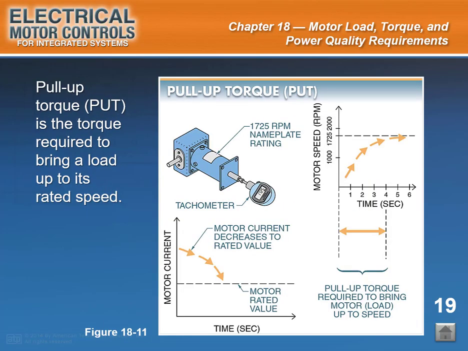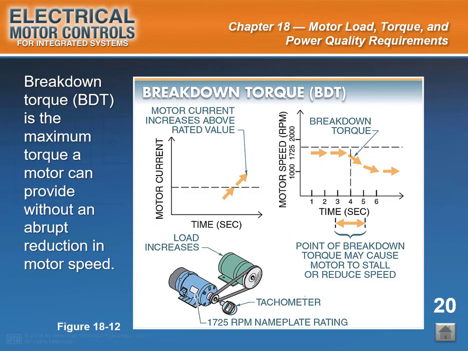Start of slide 19. Slide caption: Pull-up torque is the torque required to bring a load up to its rated speed. See figure 18-11. If a motor is properly sized to the load, pull-up torque is brief. If a motor does not have sufficient pull-up torque, the locked rotor torque may start the load turning, but the pull-up torque cannot bring it up to rated speed. Once the motor is up to rated speed, full load torque keeps the load turning. Pull-up torque is also referred to as accelerating torque. End of slide 19. Start of slide 20.